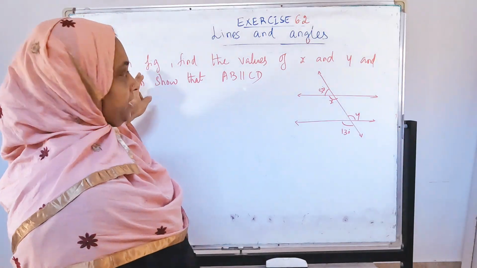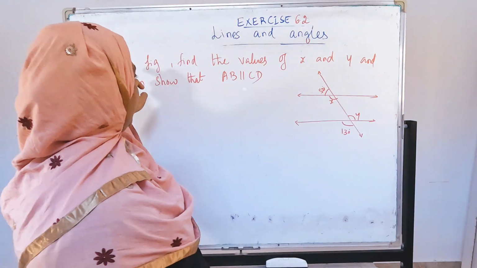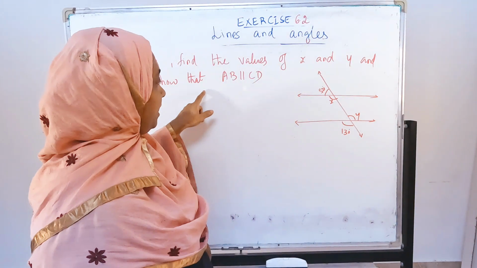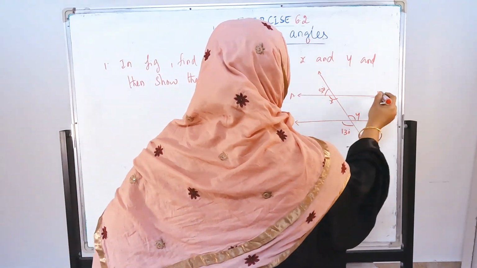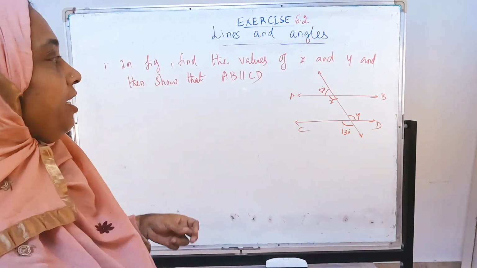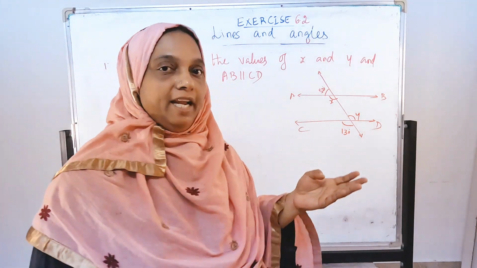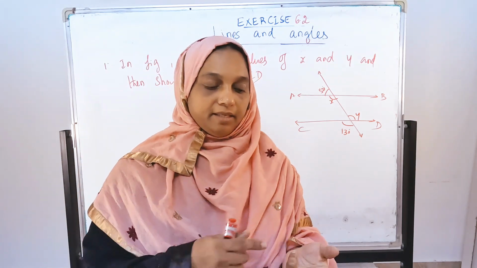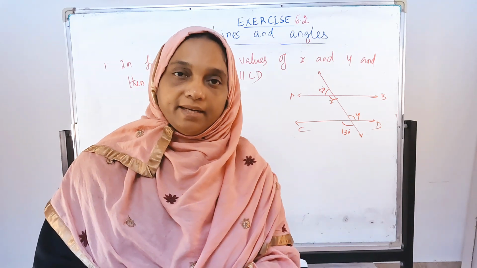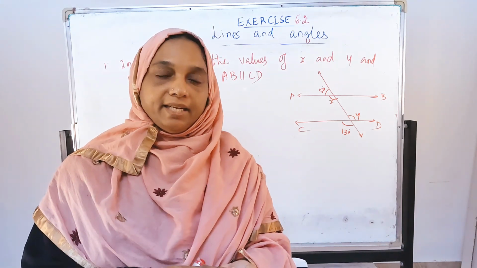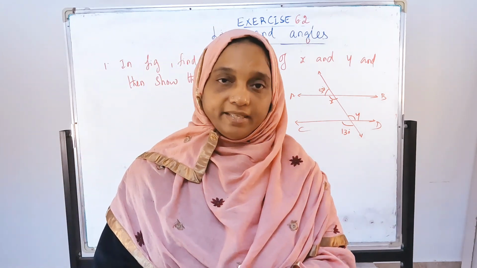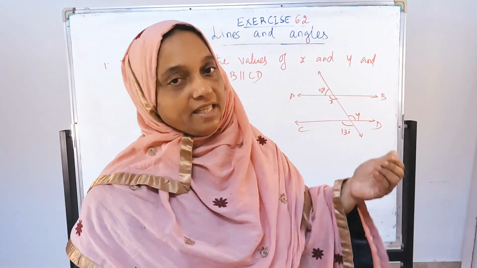So this is from exercise 6.2, the first sum. We are going to find the values of x and y, and then show that the line AB is parallel to CD. So we are going to prove AB is parallel to CD. If the lines are parallel, any property can come: exterior angles, alternate exterior angles, alternate interior angles, corresponding angles, and interior angles on the same side of the transversal. The sum of the interior angles on the same side of the transversal is equal to 180 degrees. Anything we can use here.